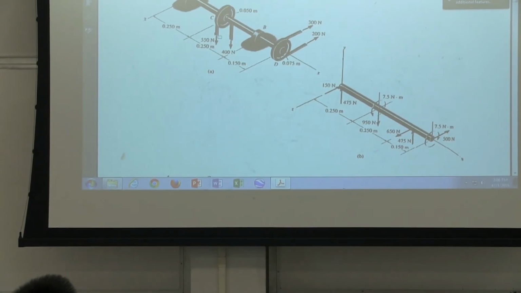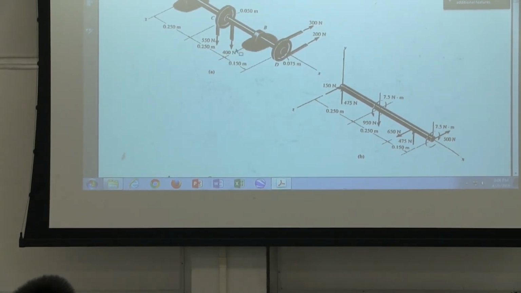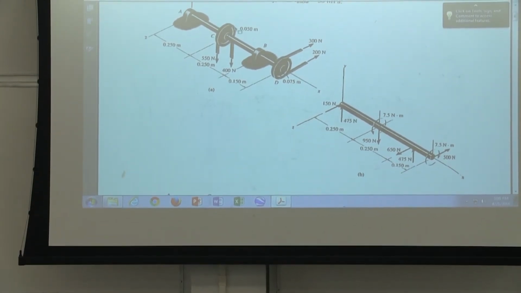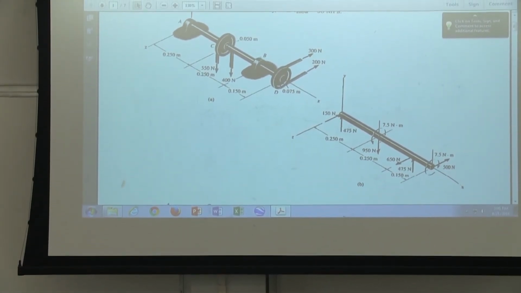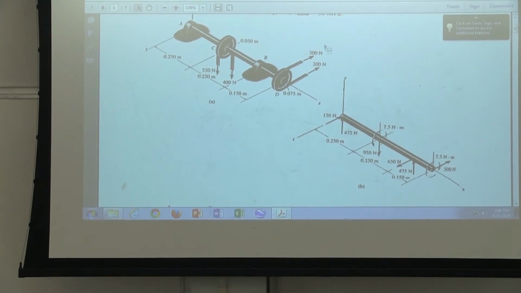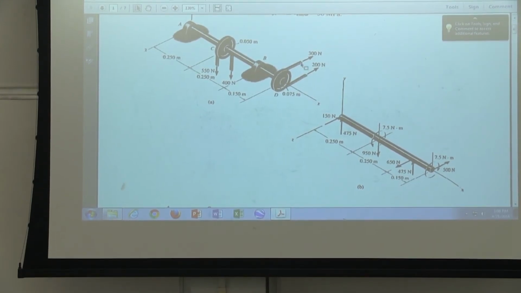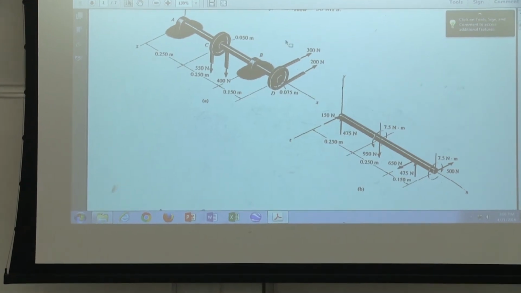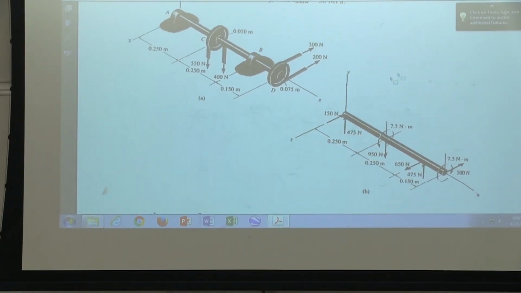This is 550 times 0.05 minus 400 times 0.05. Yes or no? Torque is torque. Torque doesn't have a direction because it's round. Yes or no? This torque is how much? 300 times 0.075 minus 200 times 0.075. This one is going this way, yes or no? This is going that way. We can call it clockwise. This is going to go counterclockwise. Yes or no? That gives you your torque diagram.